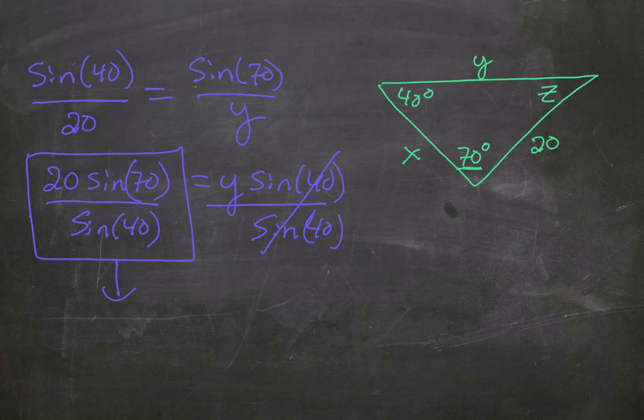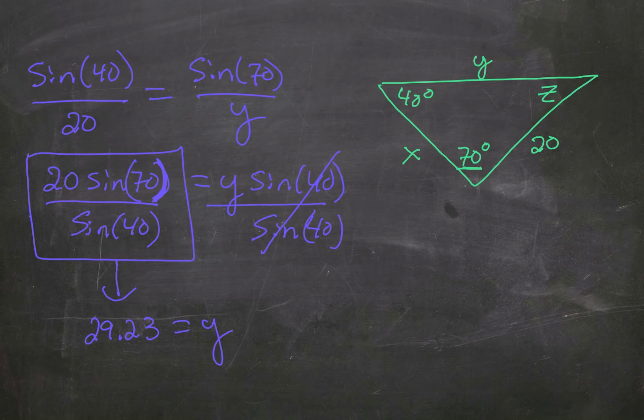So when you punch that in your calculator, be very careful, because some students forget that if you're typing in with me 20 sine 70, you need to make sure you put a closed parenthesis right here after this 70. If you don't do that, you'll mess it up. Divide it by sine 40, and you should get 29.23. That's your value for Y.